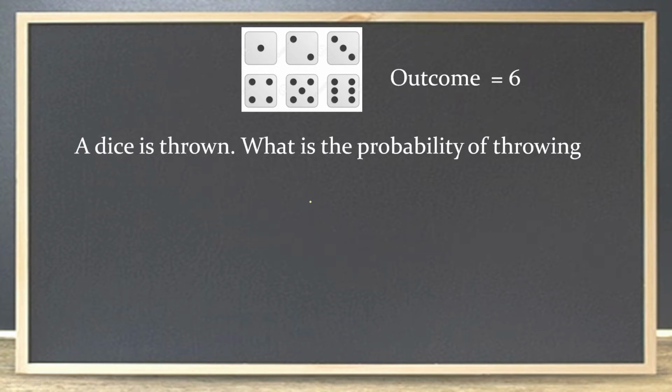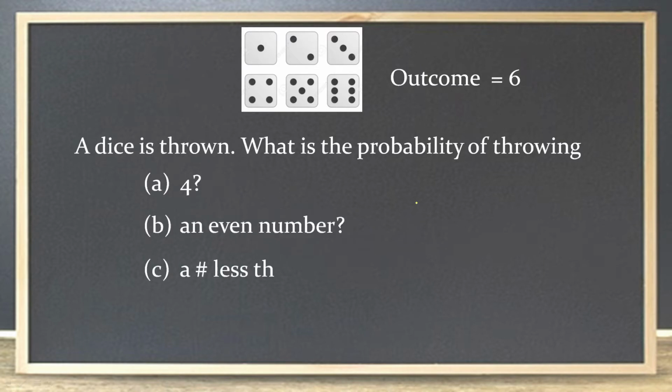What is the probability of throwing A, a 4, B, an even number, C, a number less than 5, and D, a number greater than 6? Okay, so probability is the event divided by the outcome. So for each of these problems, what we will want to do is to determine the total number of possible ways of that event.